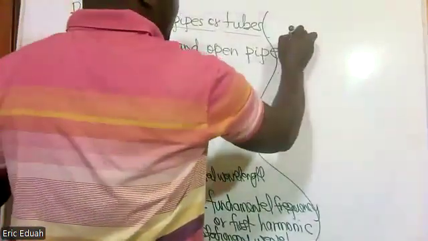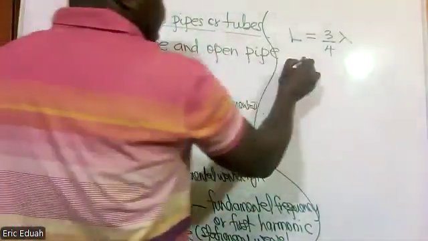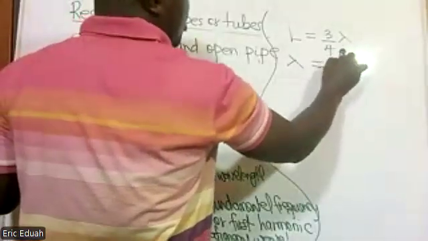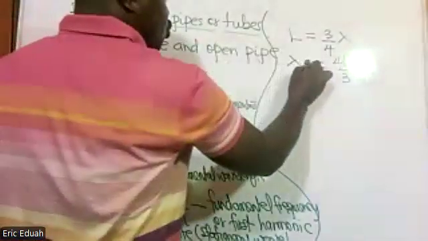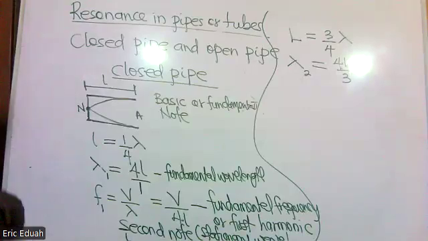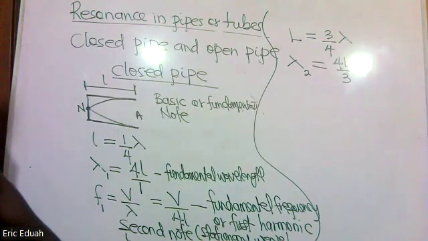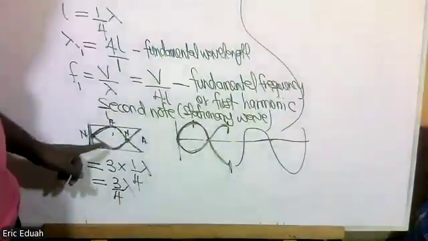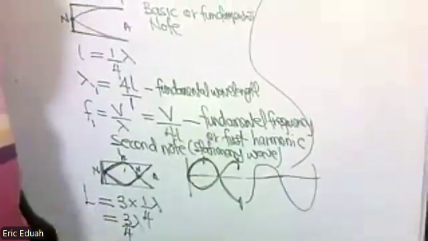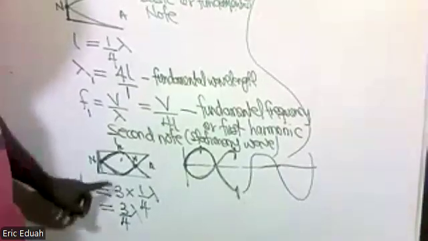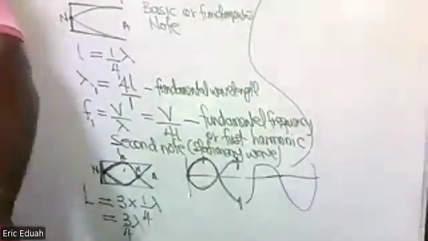we have L equal to 3/4 lambda. So if this is it, then lambda will be equal to 4L on 3. And this is lambda 2, the wavelength of this node. That's the wavelength of this particular node. Don't forget, stationary waves are formed with a particular wavelength and frequency. So this is the wavelength which forms this particular stationary wave or node.